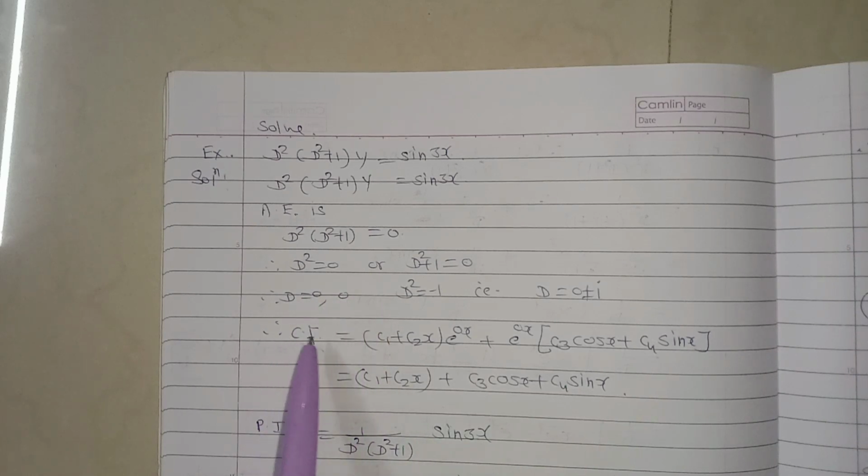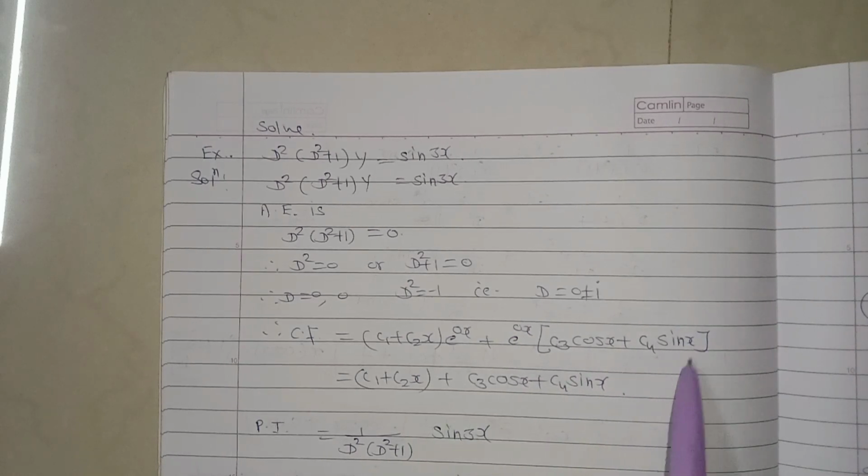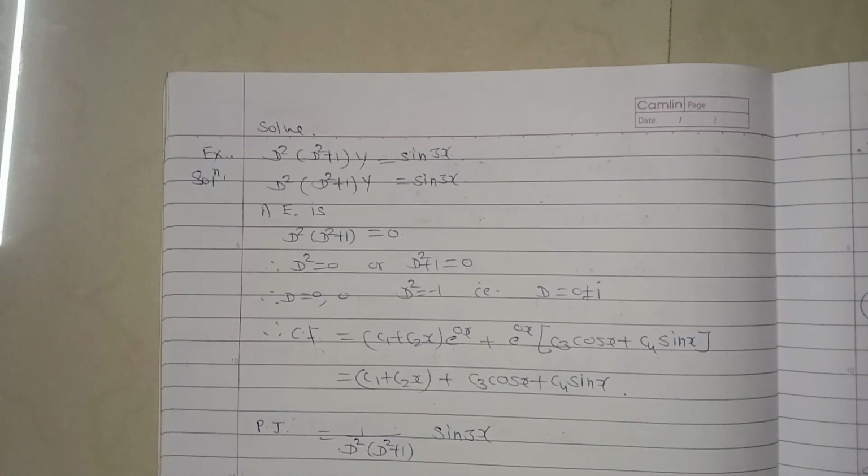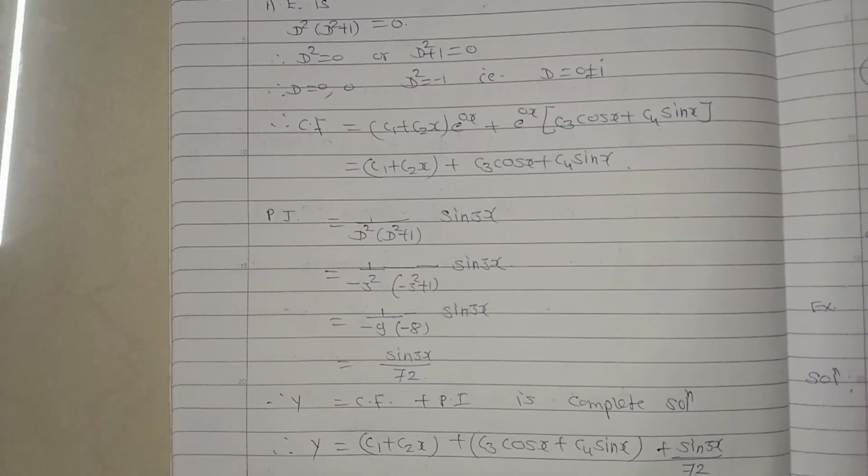So we get complementary function as (c1 plus c2x) e raised to 0x plus e raised to 0x into (c3 cos of x plus c4 sin of x), since here alpha is 0, beta is 1. But e raised to 0x is 1. So we get complementary function as (c1 plus c2x) plus c3 cos of x plus c4 sin of x. Now we consider the particular integral.